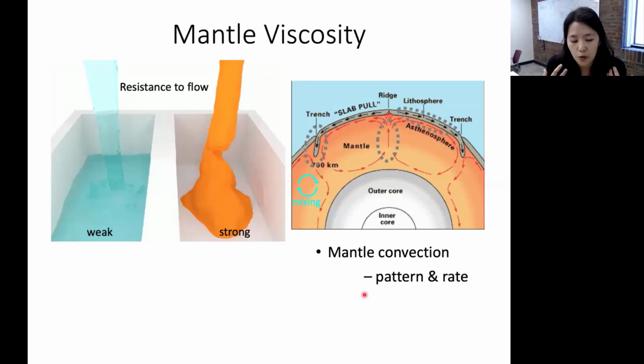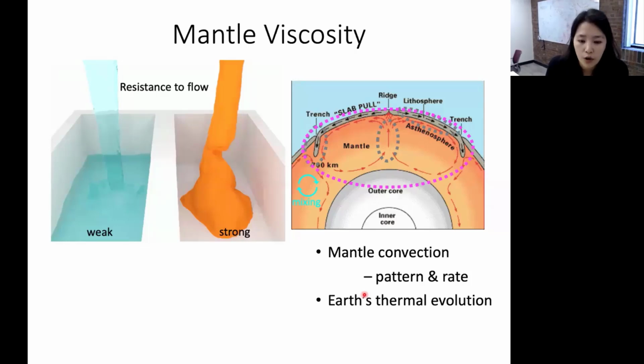So answering questions like why does Earth have plate tectonics, but other planets don't? Answering those kinds of questions requires understanding of mantle viscosity. So overall, it's really important for understanding how materials get recycled and mixed in the mantle, and also for a bigger question, how Earth thermally evolved over geological timescales. And again, mantle viscosity is the key for answering that question.